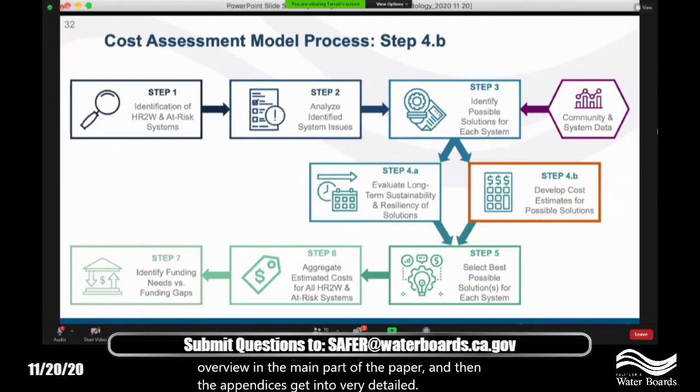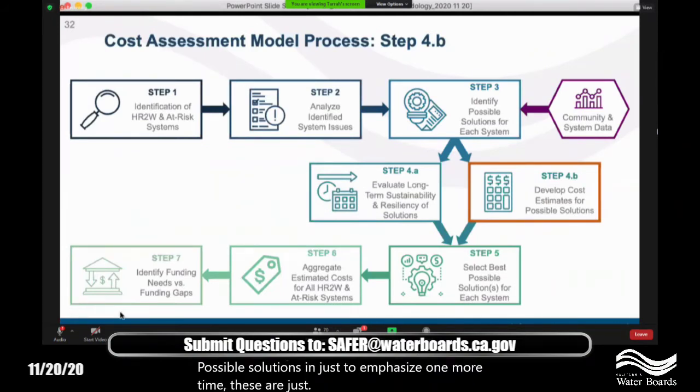So if you want the super detailed information, I would refer you to the end of this presentation or the white paper and the appendices if you really love the details. So we're going to go over step 4B right now, which is to develop the cost estimates for possible solutions. And just to emphasize one more time, these are just modeled solutions.